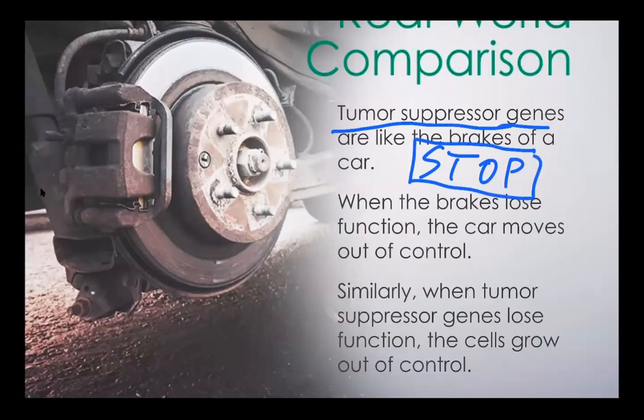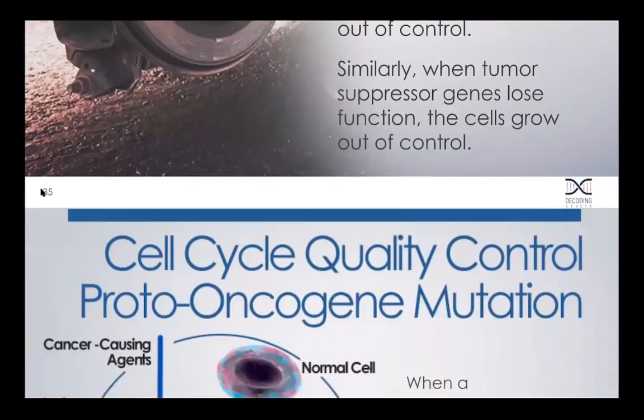So think of it as the stop mechanism that checks the cell to make sure all the DNA is okay before cell division moves forward. That's the simplest way I can put it. Tumor suppressor genes are the stopping mechanism. They're like the brakes, right? They won't let the cell develop out of control, and they make sure the DNA is healthy.